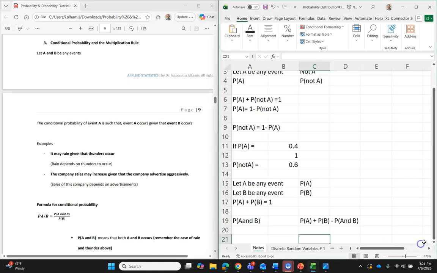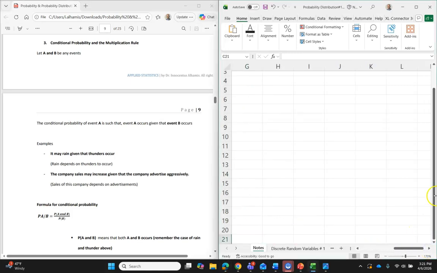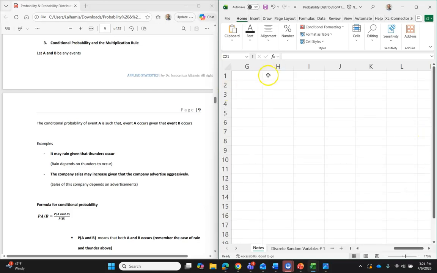I'm going to move to the other side, so I'm going to start from here to write our notes. So the conditional probability is when one event depends on the other. In this case, we are looking at the relationship between the events. So let's consider event A and event B. Let A be any event, and at the same time let B be any event. It can be any event of your choice.